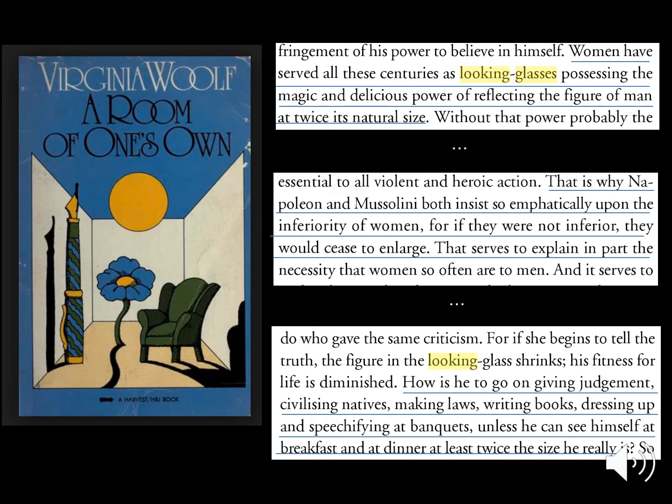Virginia Woolf, in A Room of One's Own, talks about why often the social standing of women and men is viewed as a zero-sum game. She writes about how women have served all these centuries as looking glasses possessing the magic and delicious power of reflecting the figure of a man at twice its natural size. That is why Napoleon and Mussolini both insist so emphatically upon the inferiority of women.